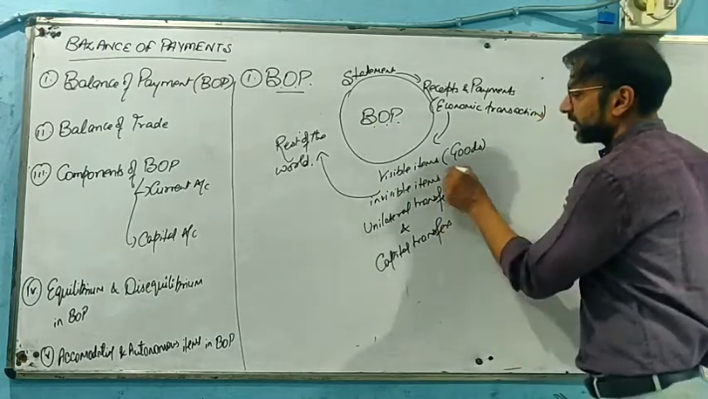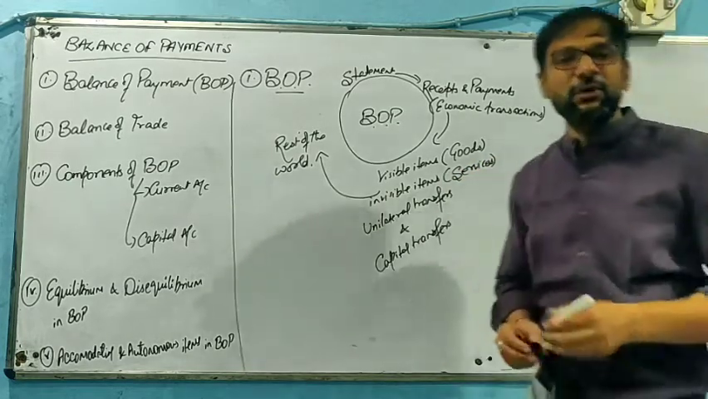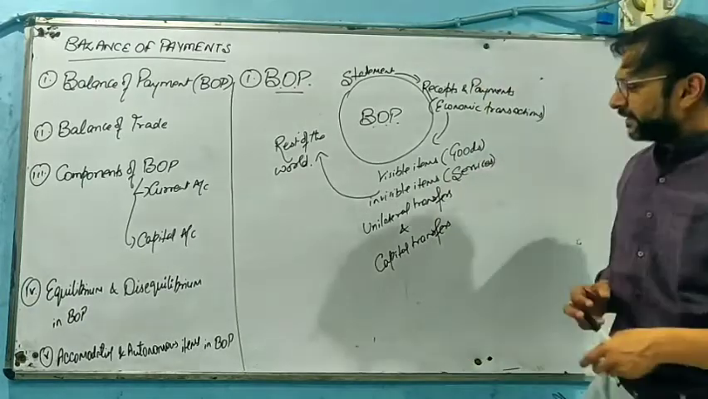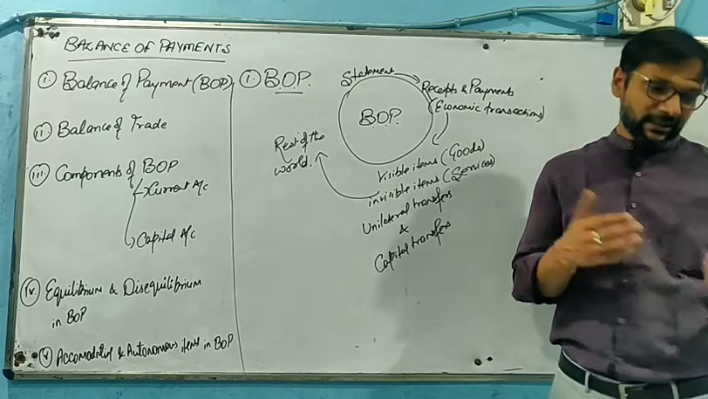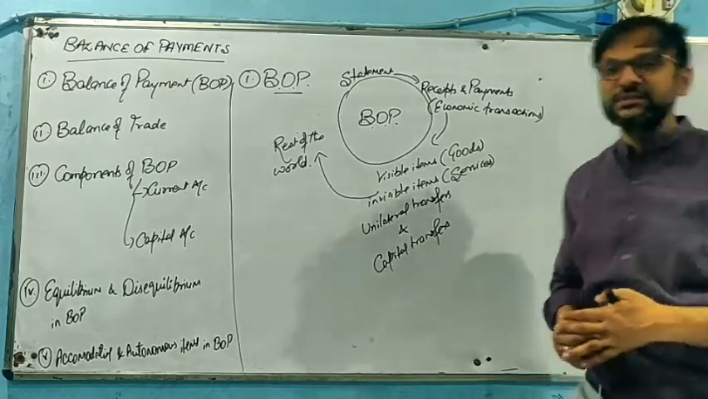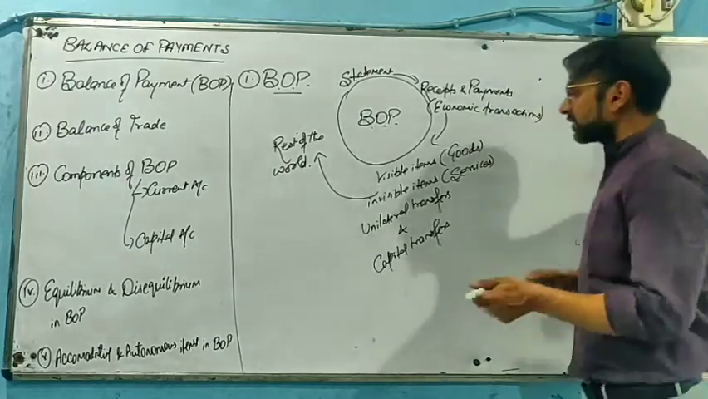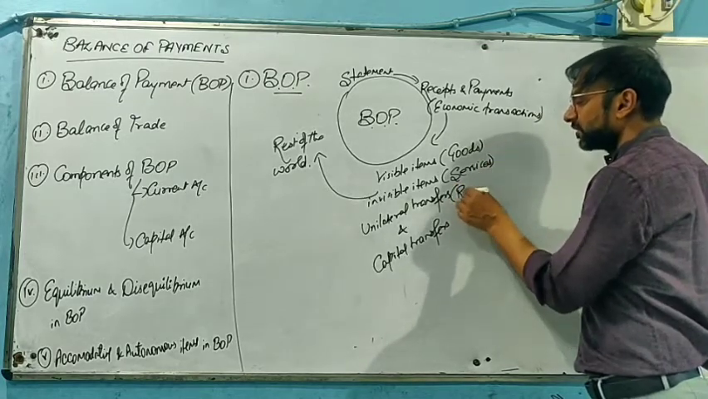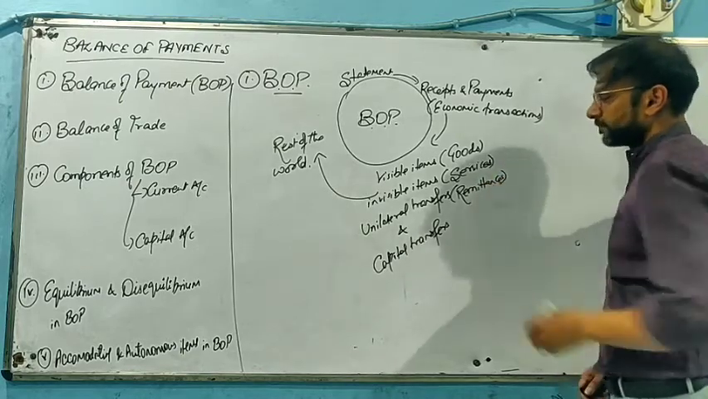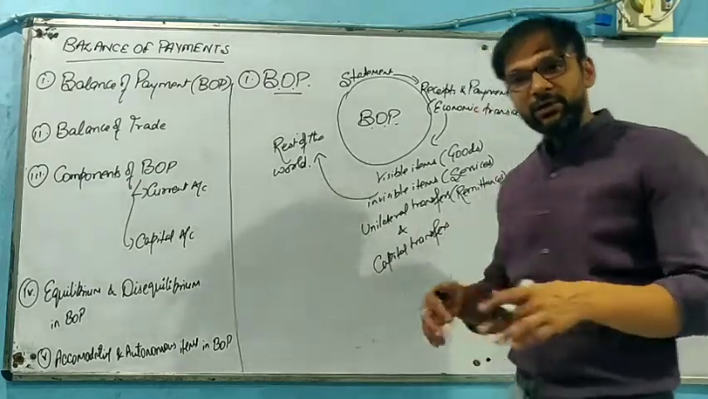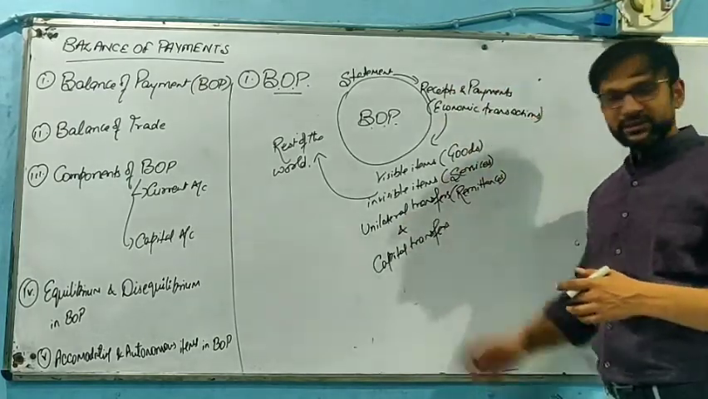Again, with respect to invisible items, we are concerned with the services of factor as well as non-factor inputs. Right? If we are concerned with the factor input, it means the services of labor. If we are concerned with the services of non-factor inputs, we are concerned with the services of banking, insurance. Fine. Now, unilateral transfers are basically one-sided transfers. We can have examples, say remittances, gifts, grants, donations. Let it be they are coming into India, they are going out of India, let it be receipts and payments of unilateral transfers.